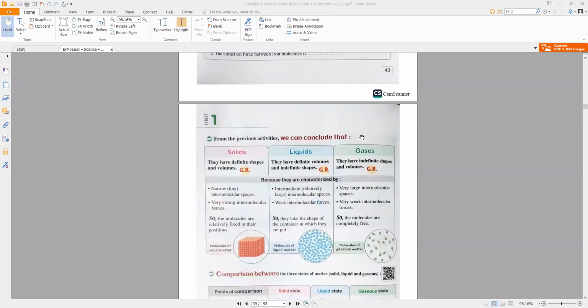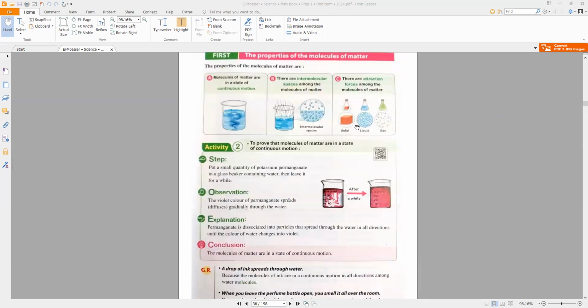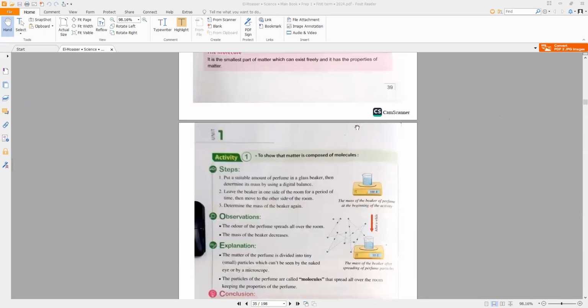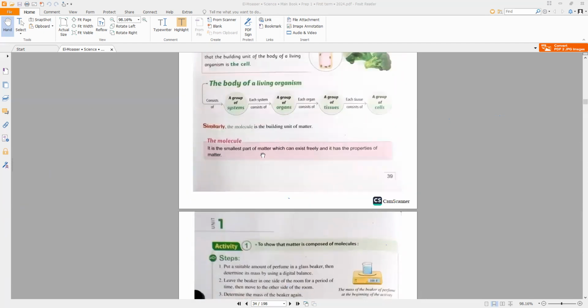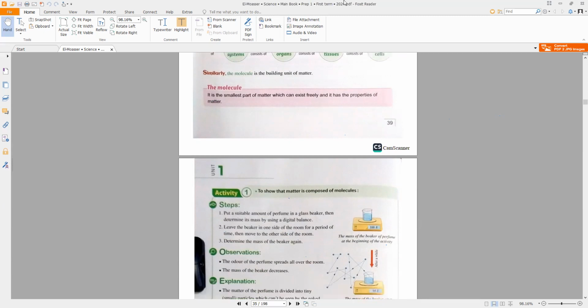So today we talked about matter. The building unit of matter is the molecule, and this molecule is the smallest part of matter which can exist freely and it has the properties of the matter. And we talked about the properties of the molecules and made a comparison between the three states of matter.